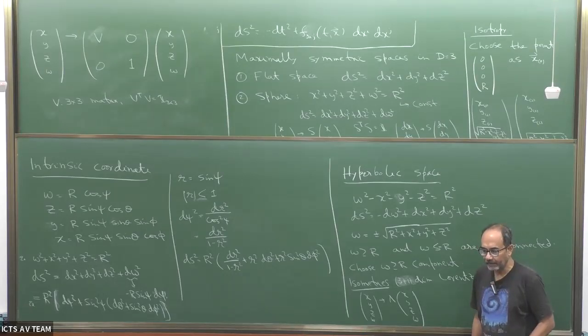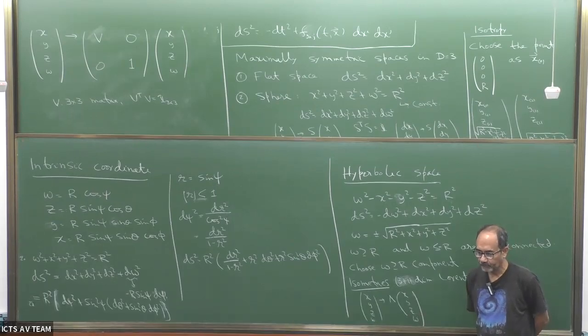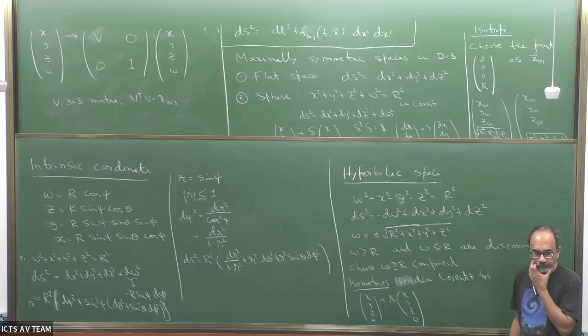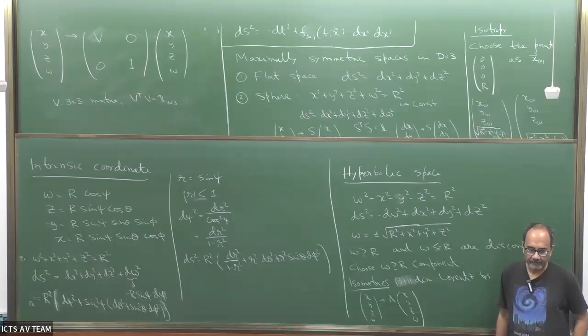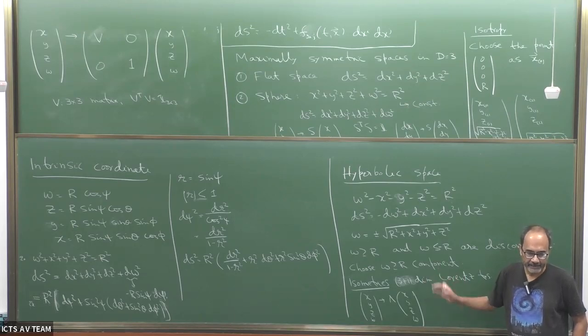W is just some coordinate in the embedding space. It doesn't have any real physical significance. It has nothing to do with the real physical time. So, the 3 plus 1 dimensional Lorentz group: how many generators does it have? 6, 3 rotations and 3 boosts, which is what we use in special relativity. So it is clearly a maximally symmetric space.